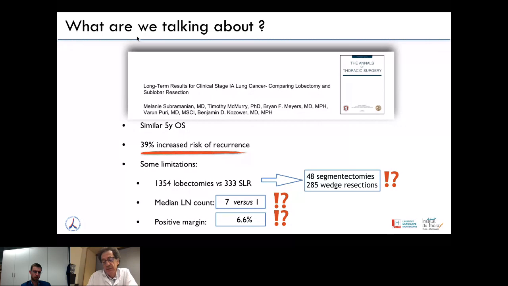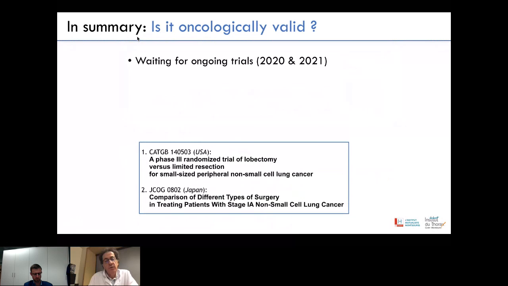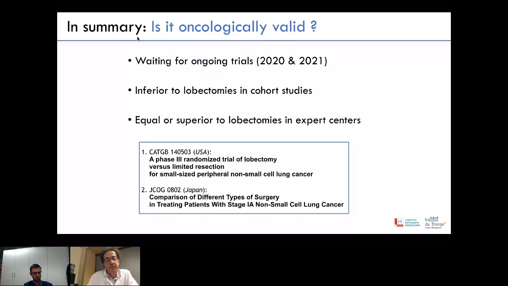And so I think this webinar probably is very useful to know what we are talking about. Yeah. So is it oncologically valid? I think we still don't have the answer. We have to wait for the ongoing trials. Probably you have heard about these trials, one in the US and one in Japan. The answer is awaited in 1 or 2 years. Waiting for the answer of these trials, we have to say that lobectomy in studies have slightly better results, but not in expert centers.